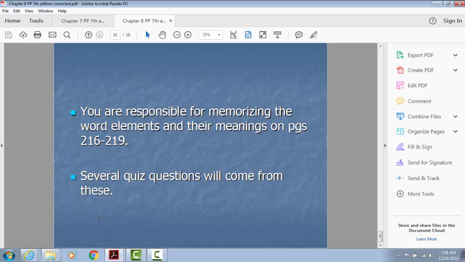You are responsible for memorizing the word elements and their meanings on pages 216 through 219, so that's where you're going to make your flashcards. Several quiz questions do come from these, and you're still going to need to continue to memorize those so that you will be prepared for the midterm exam. Here ends the recording for Chapter 8, Cardiovascular System.